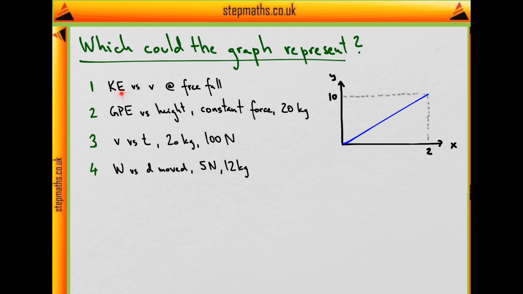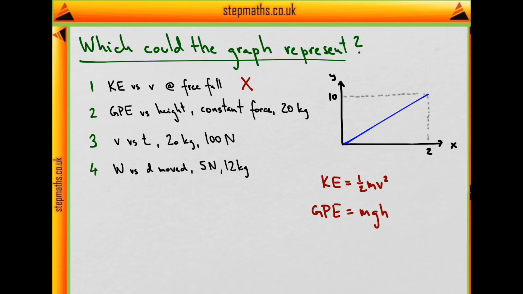And first up is kinetic energy versus speed, where the speed changes linearly because we have free fall. However, we see that kinetic energy is half mv squared, so it's proportional to the square of speed. And we have a linear graph, so this is not something the graph could represent.